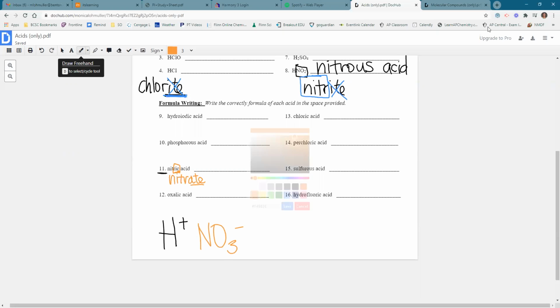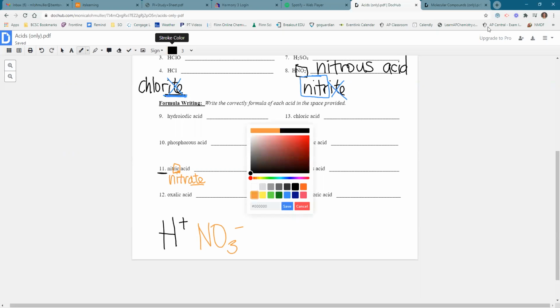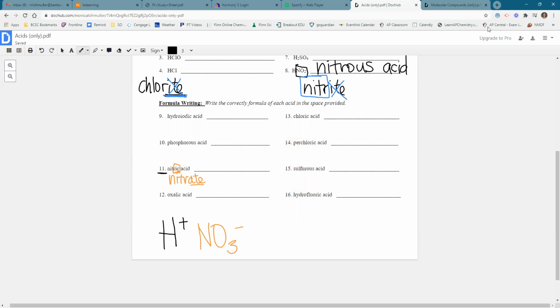Now remember from learning how to do these with the charges, we look at, do these two add up to zero? So we have a +1, we have a -1. Yes, they do add up to 0. So the answer for number 11, nitric acid, will be HNO3, like that. So this is a case where we don't have more than one H.